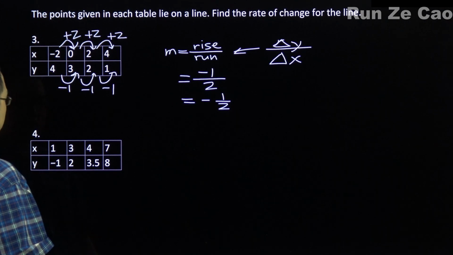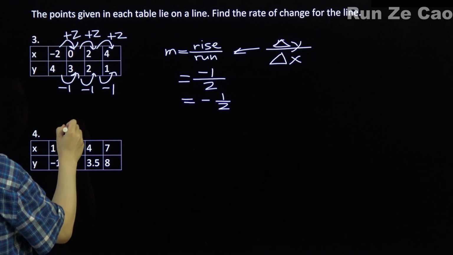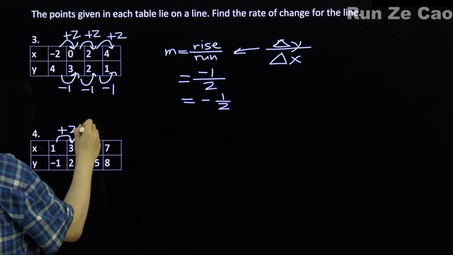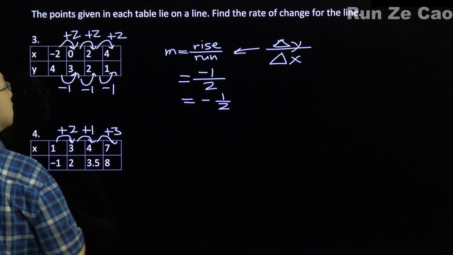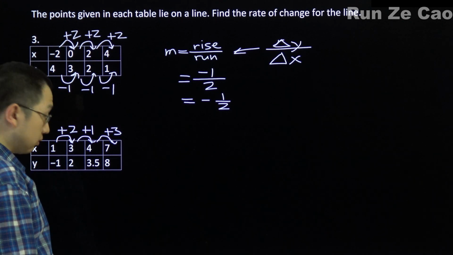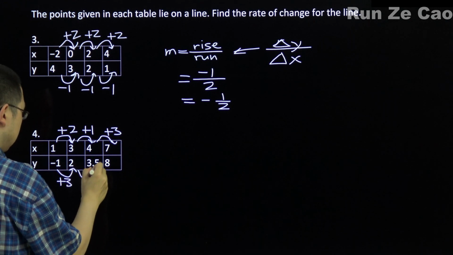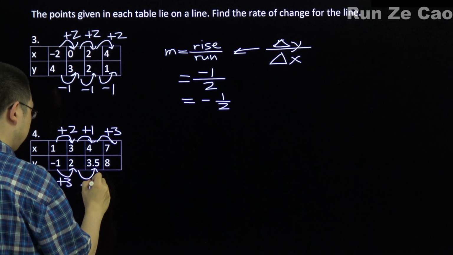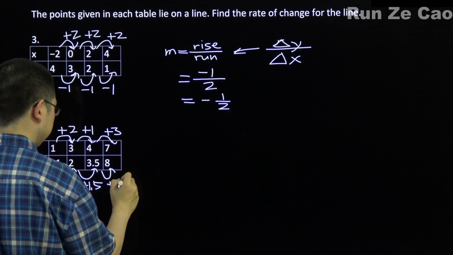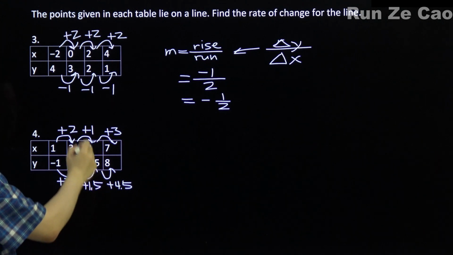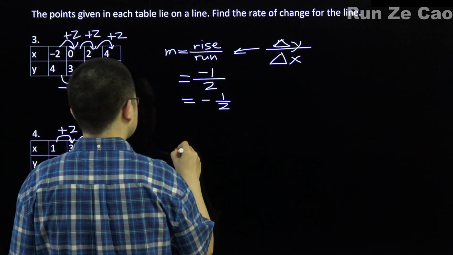So this one, +2, +1, and +3. Is this on a line? Well, let's check what happens with y. Oh, +3, +1.5, and +4.5. Okay, so it's in proportion with the change in x.